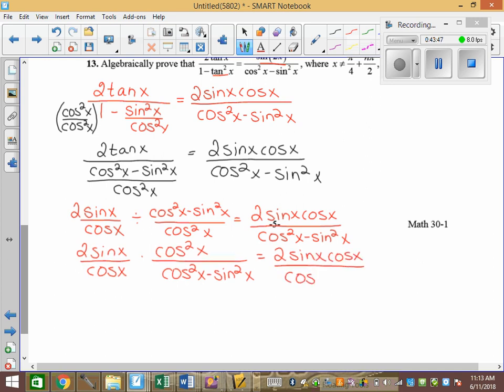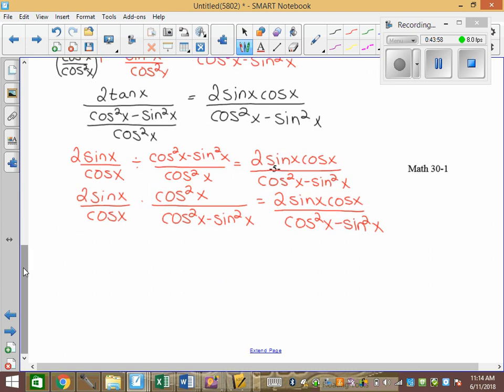Remember, no matter how lazy you are, you have to write both sides every single time. If you're like, nah, no, you do. It's not proof if you don't, okay?